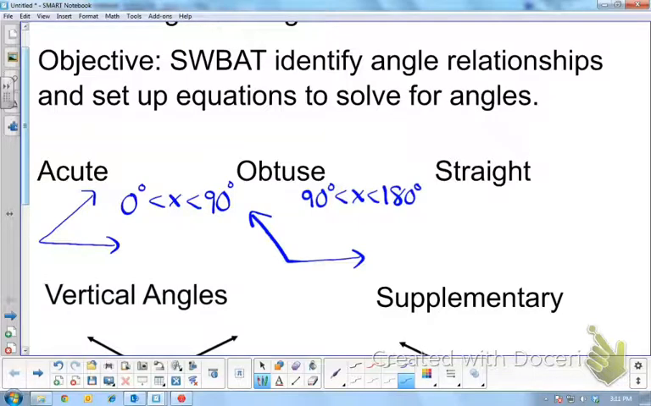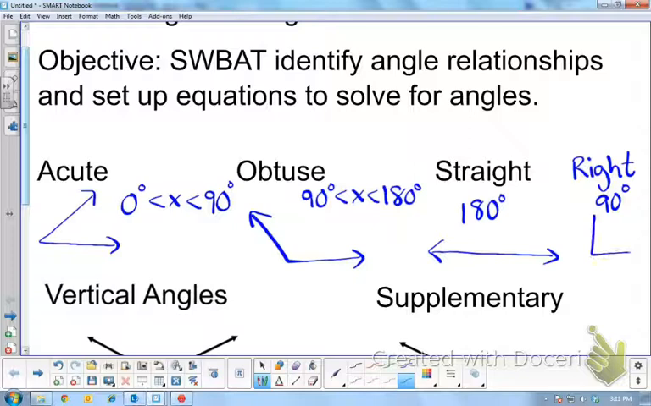And then we have a straight angle, which is just a straight line, and straight angles are 180 degrees. So then I almost forgot a right angle. A right angle is exactly 90 degrees. And we use that little box in the corner to show this is 90 degrees. That's another way to write 90 degrees without actually writing the number 90.